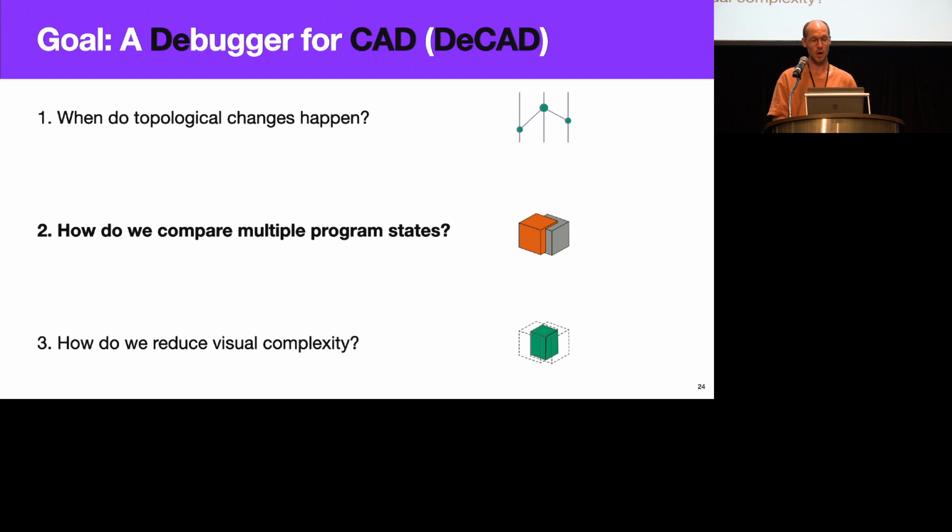Second, once we know what operations we should look at, how do we gather more detailed program behavior information to eventually find out how to repair the model? So how do we compare multiple program states with each other?